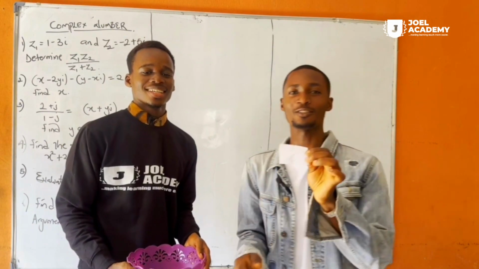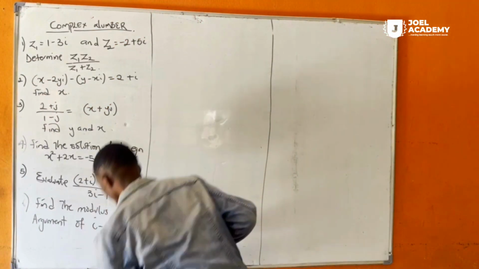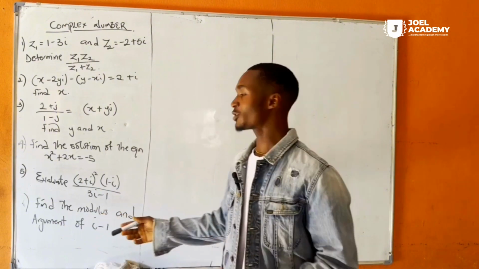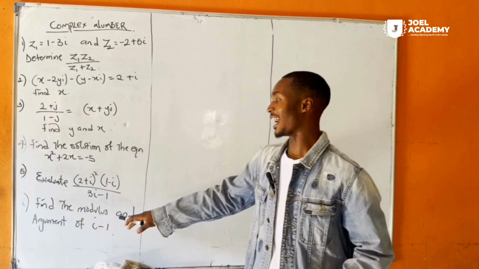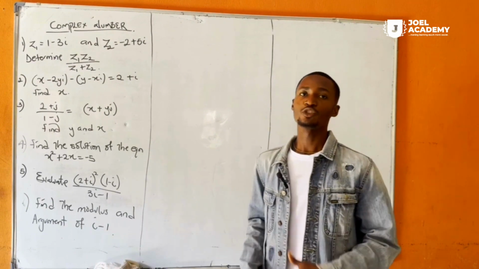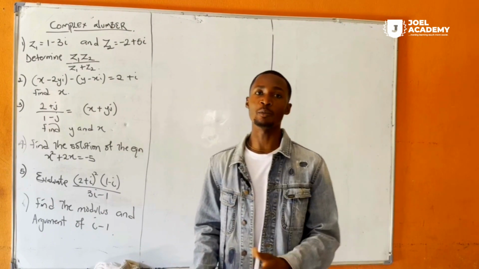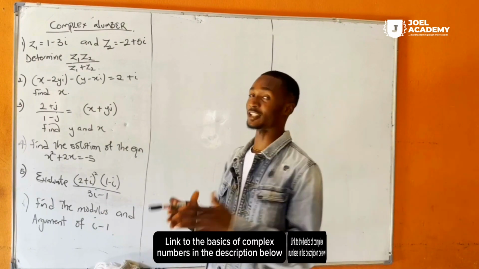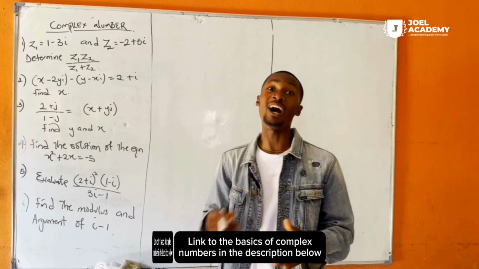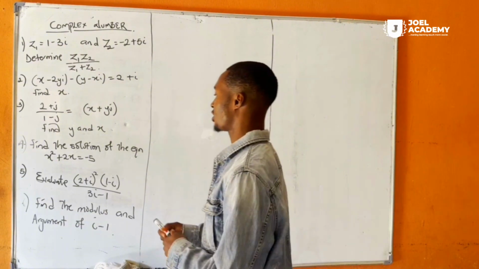So I'm solving the number 6 question. My number 6 question says, find the modulus and the argument of i minus 1. Alright, so now we're here to solve the modulus and the argument of i minus 1. If you have been following Joe Academy, we already made a lot of explanation on complex numbers and how you can get your modulus and your argument. So let's dive directly into the question.